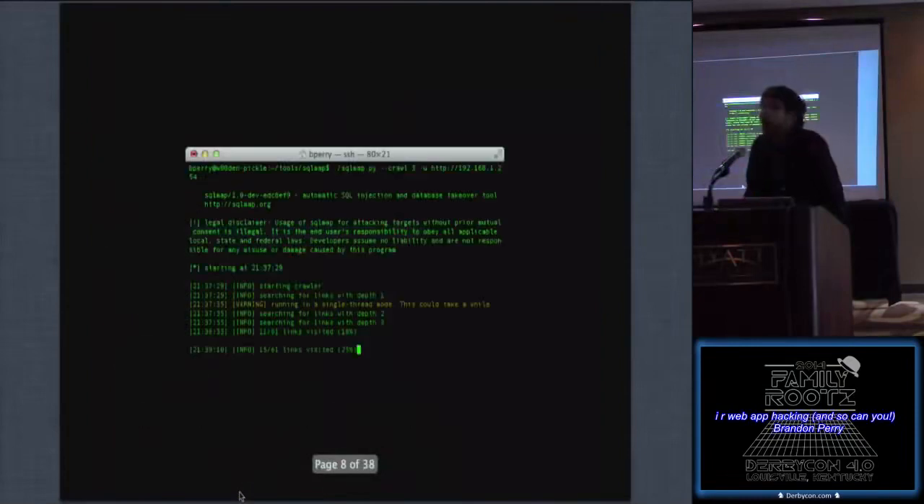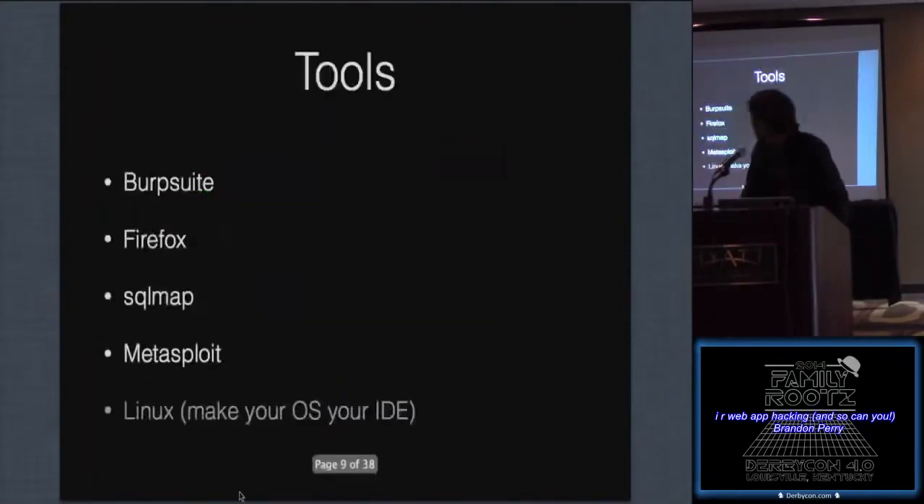SQL Map is super awesome. You set that going through a proxy as it's exploiting something. You can see the SQL queries that it's making, so that you can see how it's reading files off the file system, how it's performing updates, things like that. Super duper useful. You can pass that straight through Burp Suite.